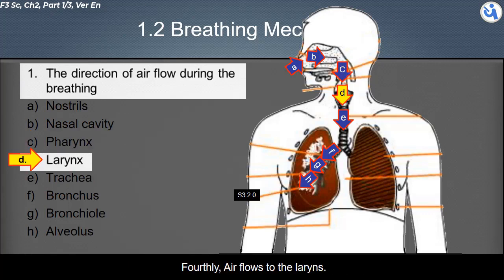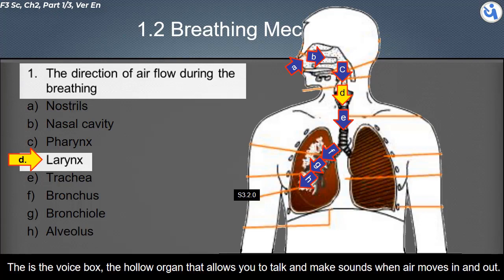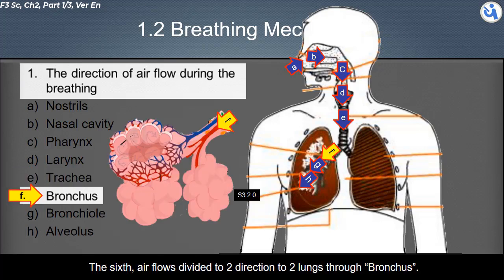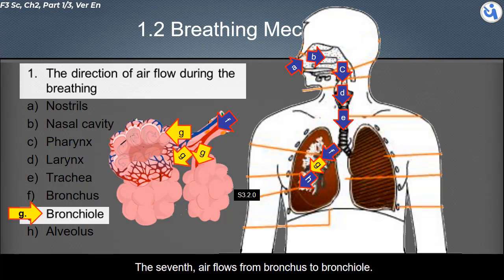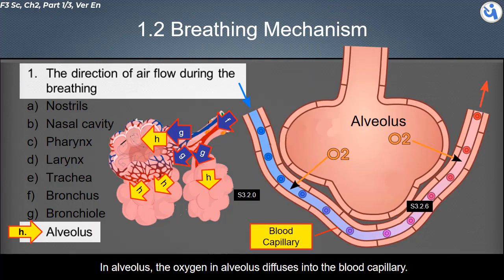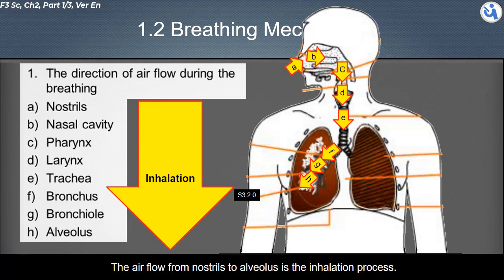Fourthly, air flows to the larynx. This is the voice box, the hollow organ that allows you to talk and make sounds when air moves in and out. The fifth, air flows to trachea. The sixth, air is divided into 2 directions, to 2 lungs, through bronchus. The seventh, air flows from bronchus to bronchiole. The eighth, air flows to alveolus. In alveolus, the oxygen diffuses into the blood capillary. The air flow from nostrils to alveolus is the inhalation process.